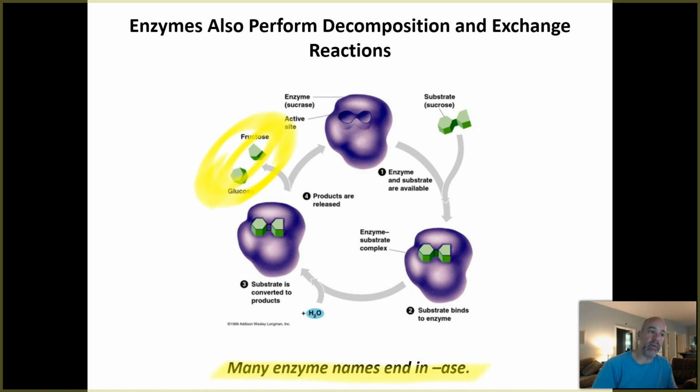Lipase is an enzyme that breaks down lipids. DNase is an enzyme that breaks down DNA molecules. And not all ASE names mean you're breaking down things. There are many examples of those, and some of those ASE ending enzymes are involved in building larger molecules as well.